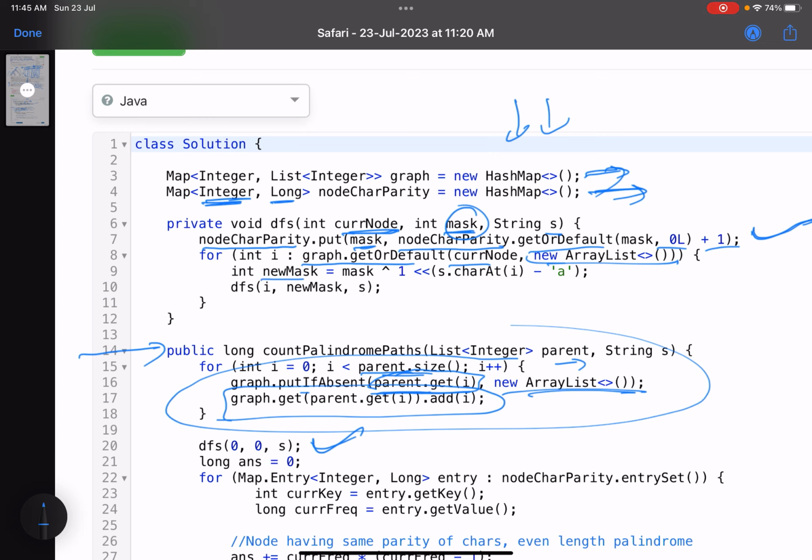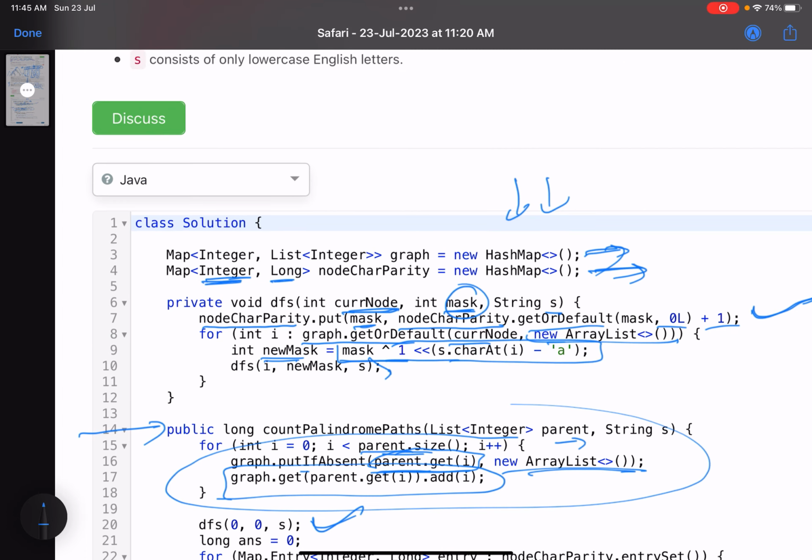Now what's the new mask? Just see this. Whatever mask I had, I will also include the current character there. Now what's the current character? This is the child node that I have. For example, 0 is connected to 1. This is the child node. So this particular index will have the character that is present here. So s.charAt(i) minus 'a'.